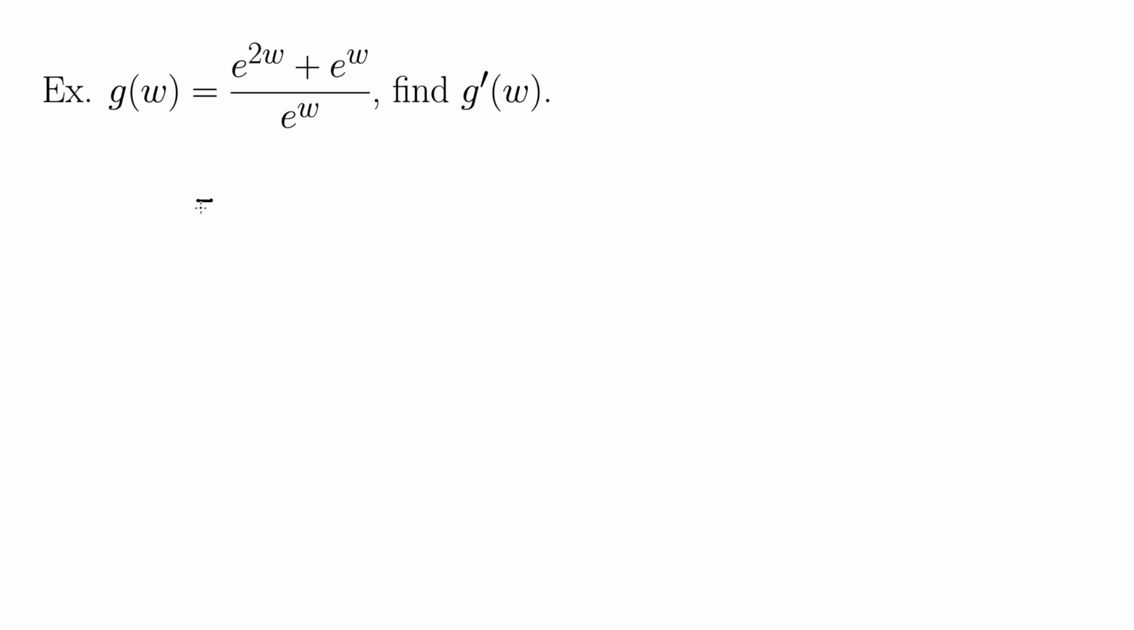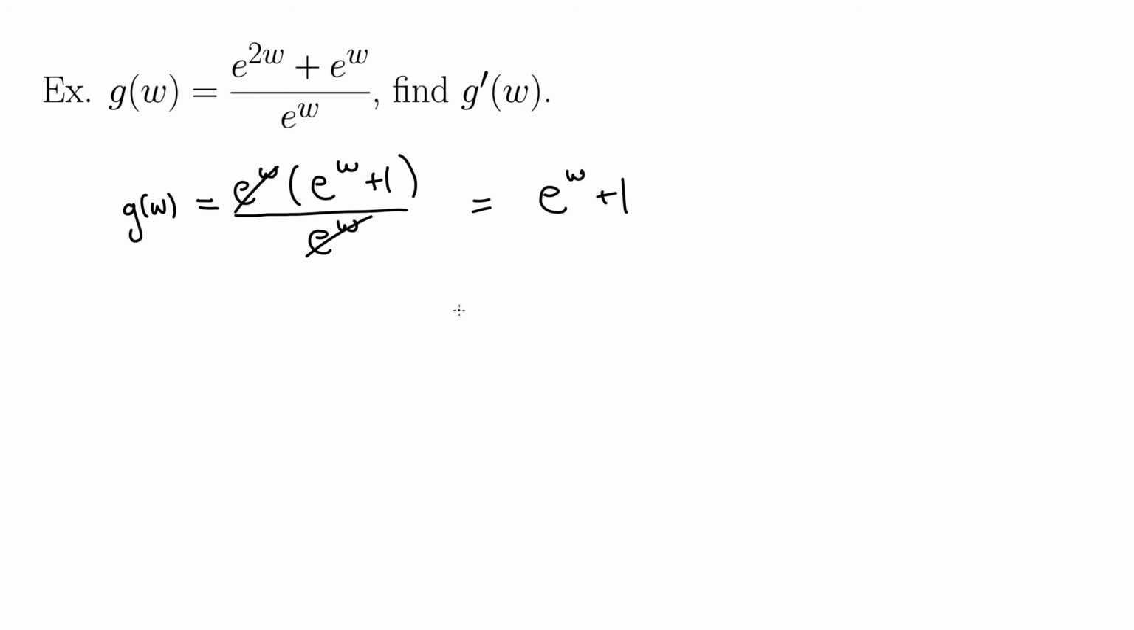How about this? Let's rewrite this g of w by factoring out e to the w out of the top there. That leaves us with e to the w plus 1 left behind. And then we still have e to the w in the denominator. And look at that, they cancel right out. So now we have g of w equals e to the w plus 1. And we can very quickly go then to g prime of w. Well, it's simply e to the w again, because remember that the derivative of e to the anything is e to that thing again. And then the derivative of 1 is 0 since 1 is a constant. So there we have it.